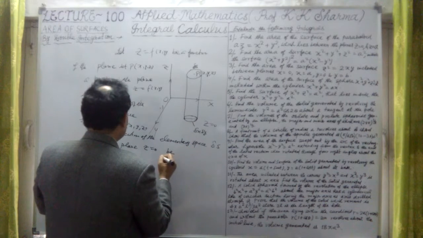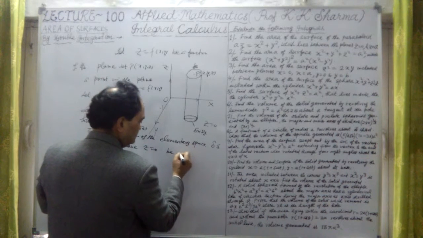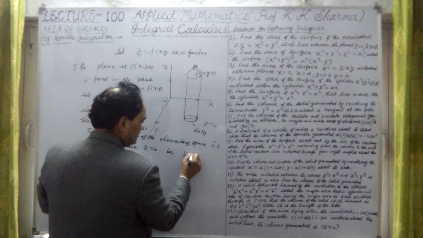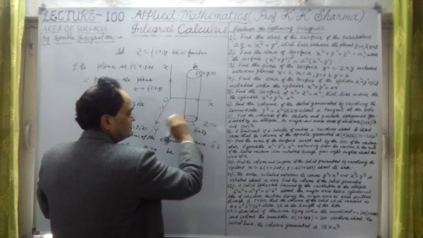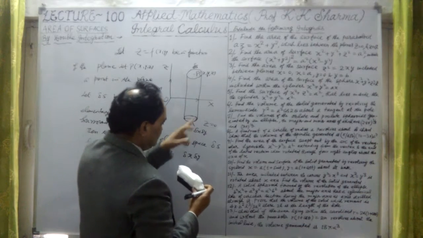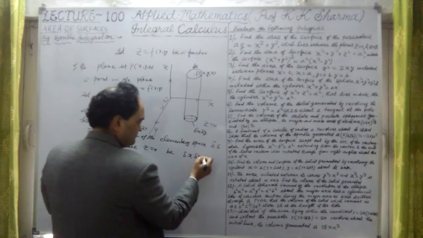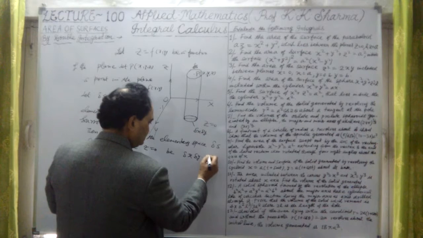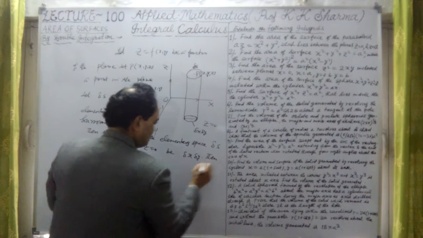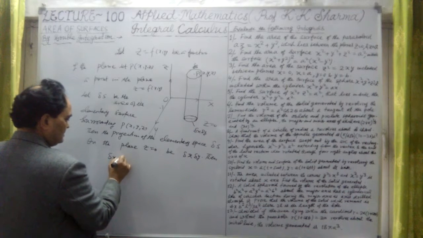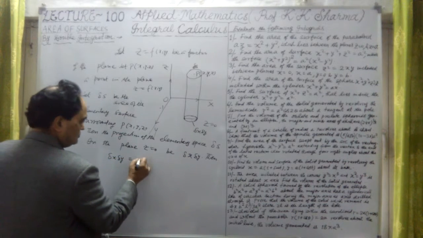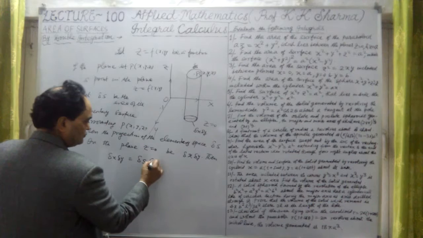Let the elementary area delta S on the plane z equal to 0 be delta x delta y, because here z equals 0, and this plane is the xy plane, so the area on this plane is delta x delta y. Then delta x delta y is equal to delta S into cos of alpha.